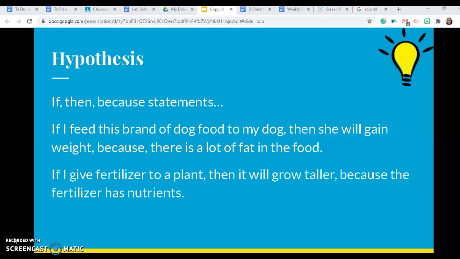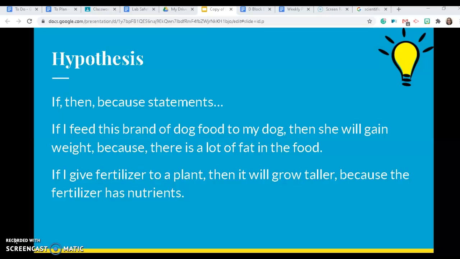After you identify a problem or ask a question, the next step is to generate a hypothesis. And a hypothesis is an educated guess or a prediction as to what the results of your experiment would be. The best hypotheses are written as if, then, because statements. And so I have some examples of what I mean by this.